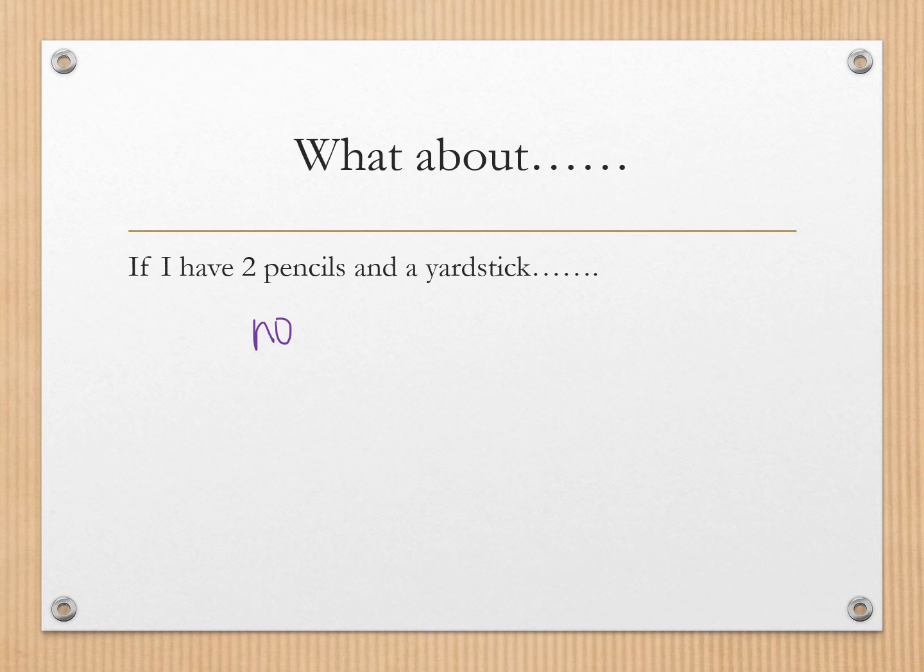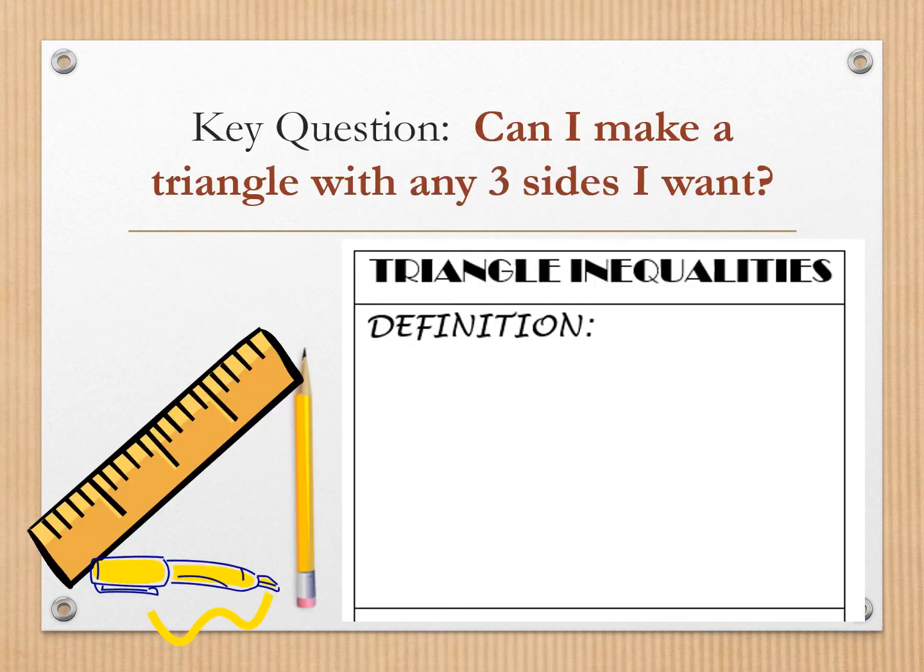So you're probably wondering, what in the world are we even talking about all of this for? What does this mean? So again, our key question is, do any 3 lengths make a triangle? So again, can I make a triangle with any 3 sides I want? So obviously we found that they can't be any size I want.